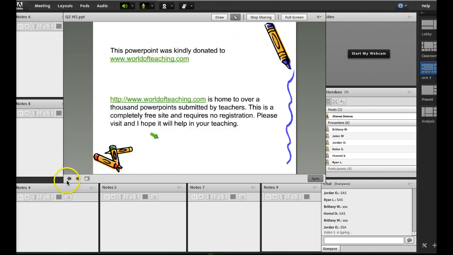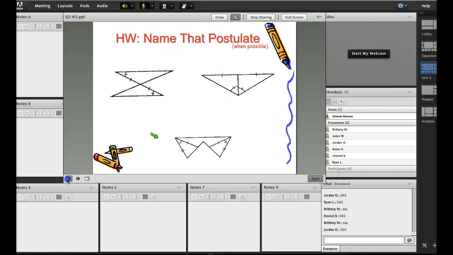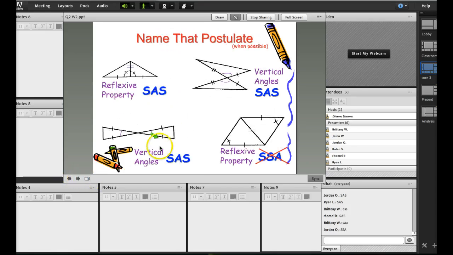Okay. What about this one? Oops. Okay, guys, quit it. I have to go back so slow. Okay, so this one is, again, vertical angles, and it's side angle side. And the last one is reflexive. Right here, you use the same side for both of them, but it's side angle, and so you really can't prove anything with that.